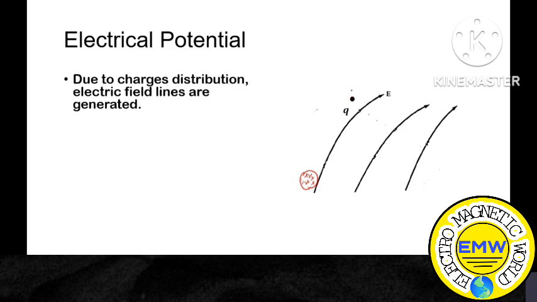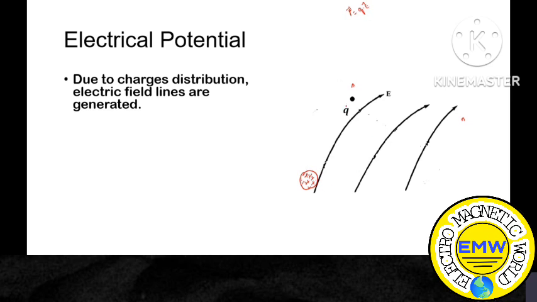to point B, then because of the electrical field lines, some force is applied, and that force is basically the Coulomb's force. The formula for the Coulomb's force F is: F equals Q into E, where Q is the trace charge and E is the electrical field. Because of this charge distribution, the electrical field lines are created.